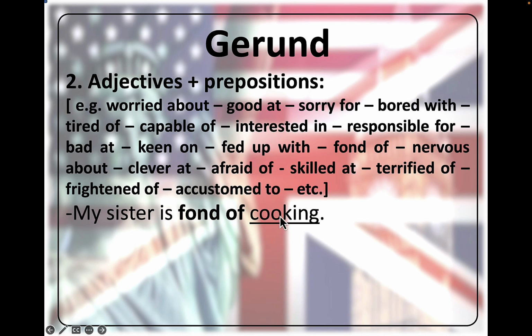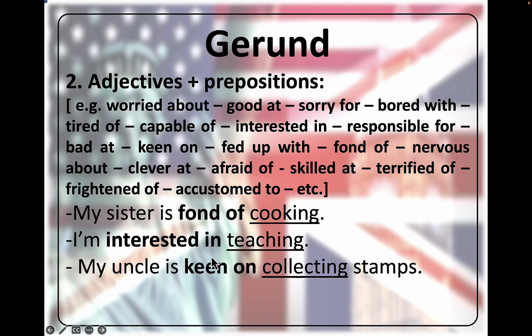Cooking here is a gerund. Why? Because we have the adjective fond and the preposition of before it. I'm interested in teaching. Teaching here is a gerund. Why? Because we have the adjective interested and preposition in before it. My uncle is keen on collecting stamps. Collecting here is a gerund. Why? Because we have the adjective keen and preposition on before it.